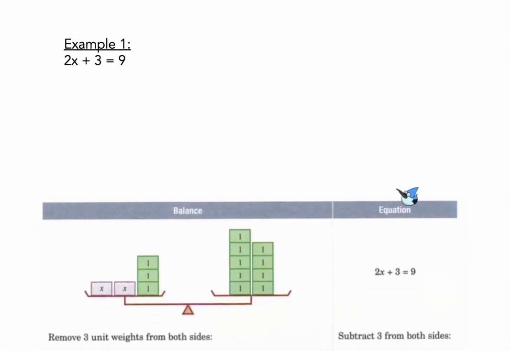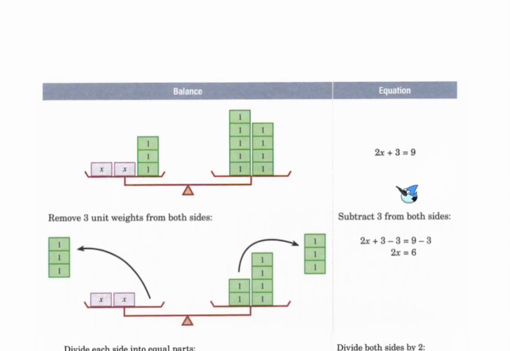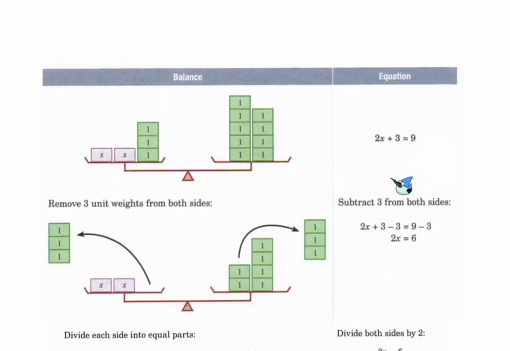Okay, now let's just do a quick review of what it would look like if we were using a balance. So this is that same problem: 2x plus 3 equals 9. I've got 2 x's on one side plus 3 blocks, equals on the right side 9 blocks. In order to figure out what one of the x blocks is equal to, I'm going to have to move some stuff around. So I want x by itself.